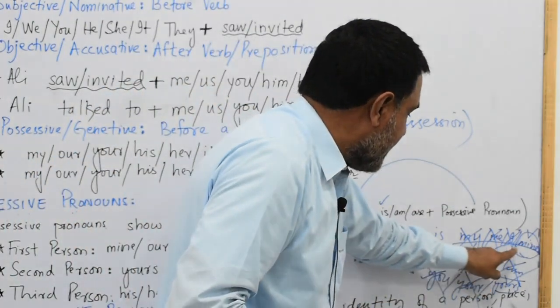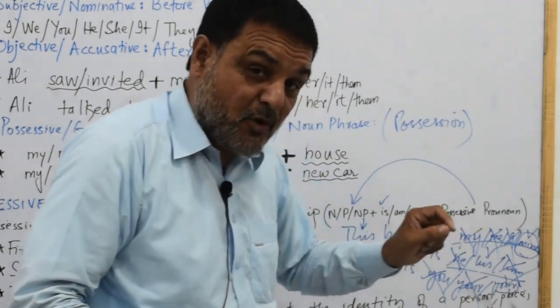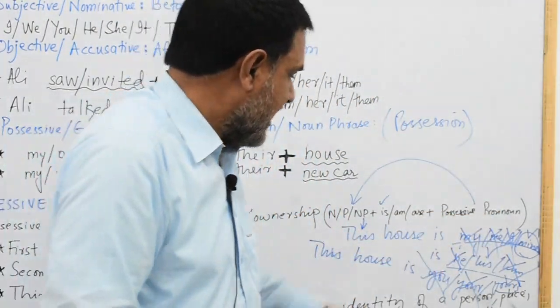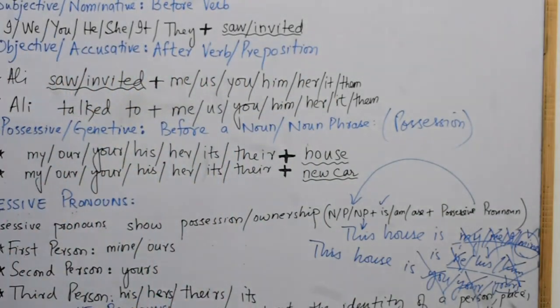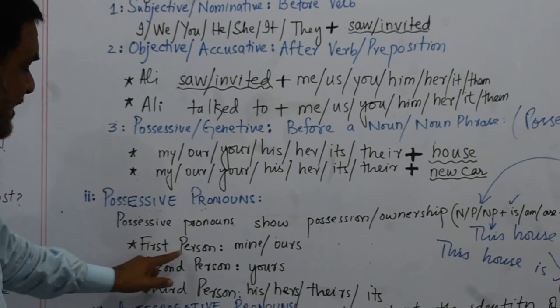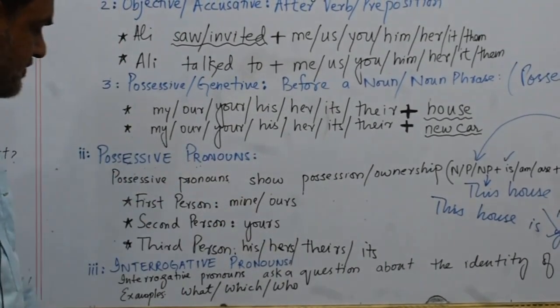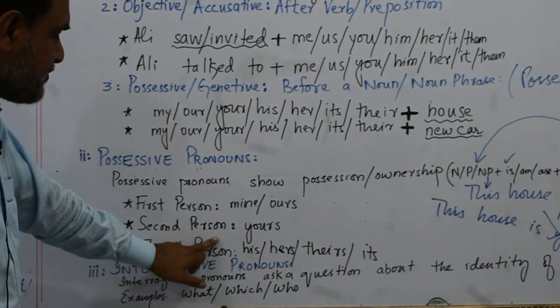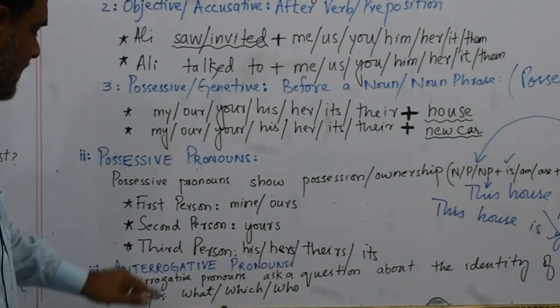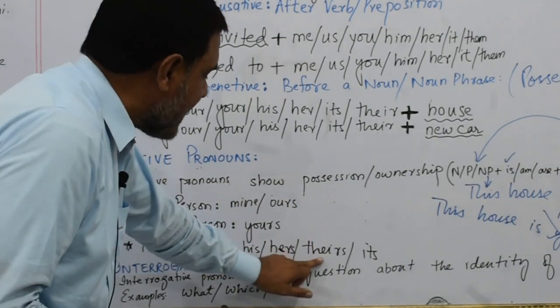And my is not actually a possessive pronoun, it's a possessive determiner, and the rest of them too. So here are the examples of the personal pronoun. First person, possessive pronouns, mine and ours. Second person, possessive pronoun, yours. The third person, possessive pronoun, his, hers, theirs, its.